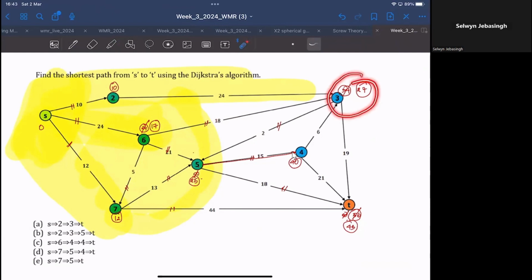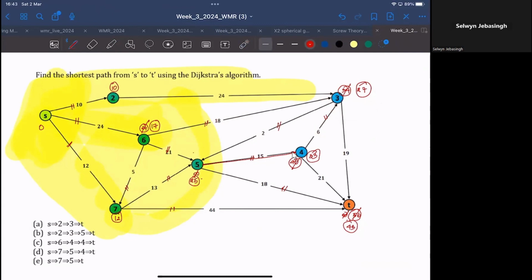So how will you expand? If you expand node 3 along node 4, this will be 27 plus 6. That will be 33. That is obviously less than 40, so you can cross off this 40 to be 33. So this path has been expanded.